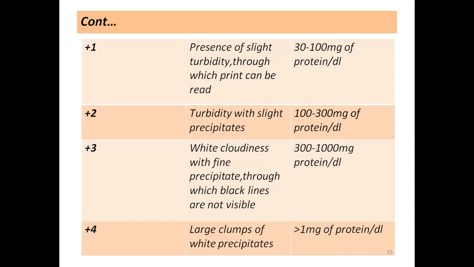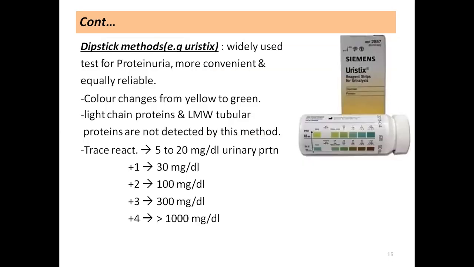Plus 2 is turbidity with slight precipitate, 100 to 300 milligrams. Plus 3 is white cloudiness with fine precipitate through which black lines are not visible. It's 300 to 1000 milligrams. And plus 4 is large clumps of white precipitate. It is more than 1 gram of protein per deciliter.